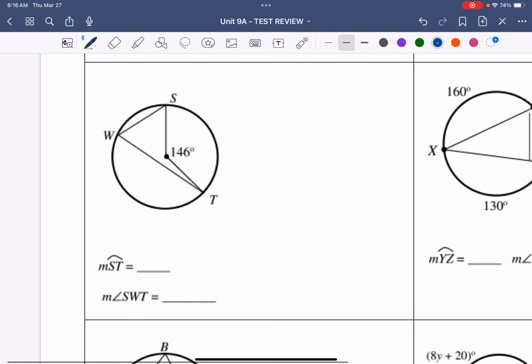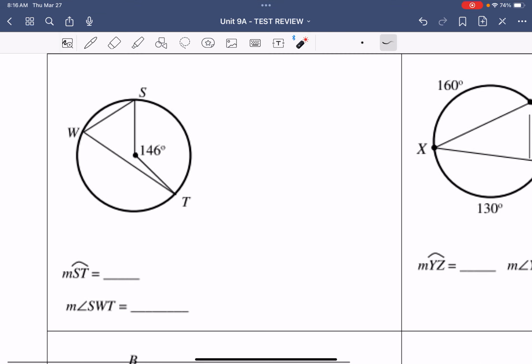Okay, next one. They're going to want us to find some arc lengths and some angle measures. So see how this one says measure of arc ST? That means that it's going to be degrees. Whatever we find out for it, it's going to be measured in degrees. So first what I'm going to do is highlight that arc. So ST, here's S and here's T. So they want to know how long that arc is.